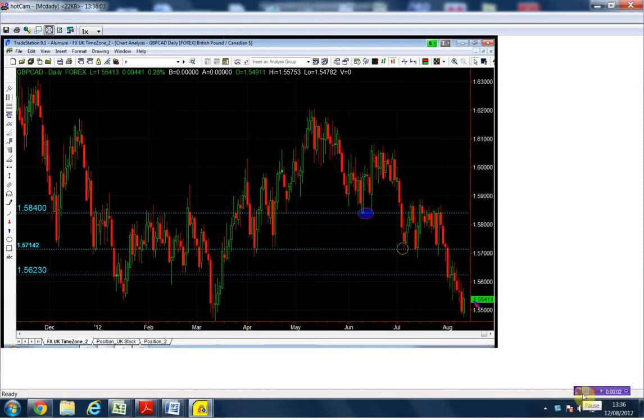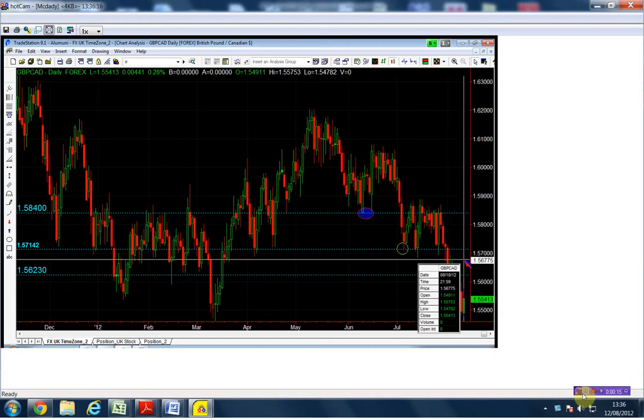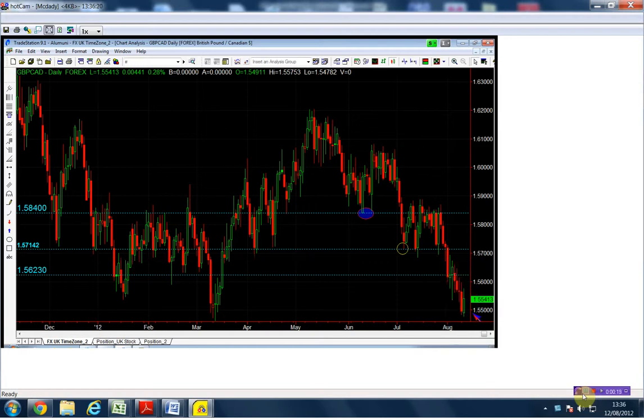We had the sell-off on Friday. It put in a new low, then it turned around and gave us a high of the session of 155.75, and then it closed the week at 155.41.